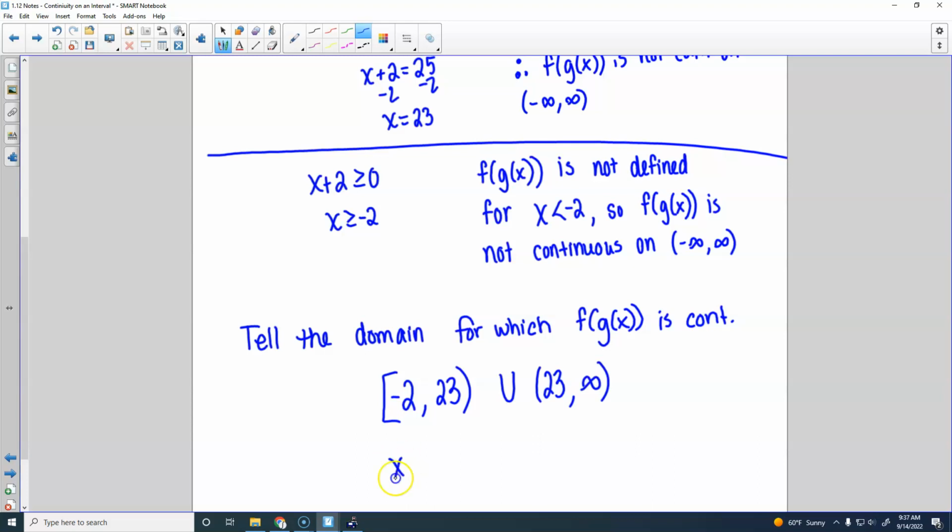Or you could say x is greater than or equal to negative 2. Well, probably the way you need to do it if you do it with inequalities, just do it this way: negative 2 less than or equal to x less than 23, and x is greater than 23. So there's a couple ways that question could be asked, really asking for that same information.